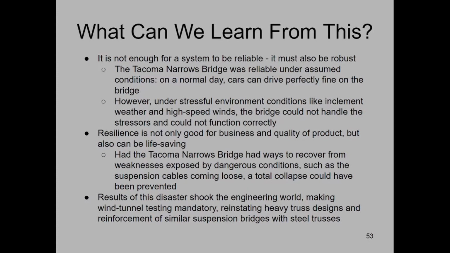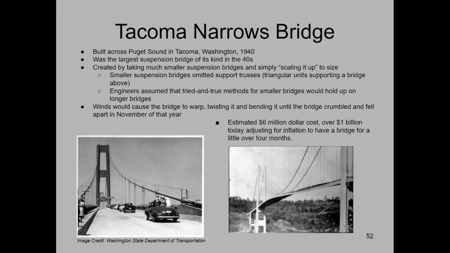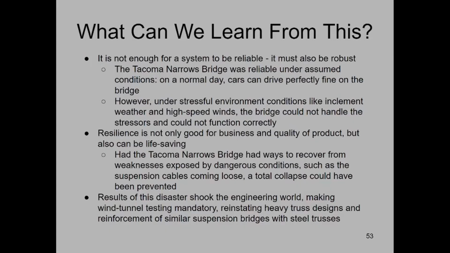If there was any way for this bridge to recover from things like inclement weather, if there were any backup systems at all, because if you can see, all that we have are these suspensions. We don't have any backups. There's nothing underneath the bridge. There's no trusses. We could have avoided a total collapse. We could have avoided human life being taken. We could have avoided a total bridge falling into the Puget Sound. Perhaps the system would still be broken, but at the very least, a safety concern for resilience.